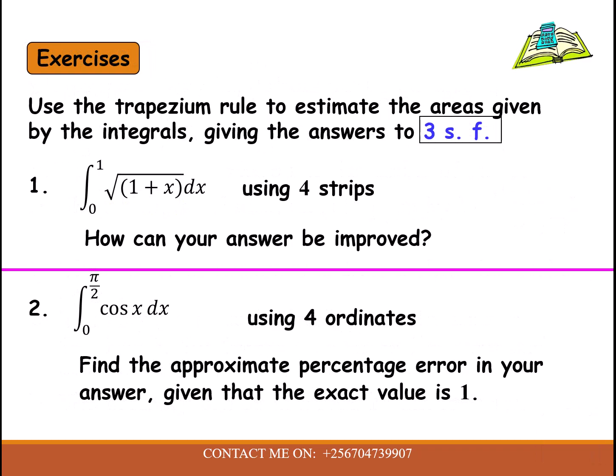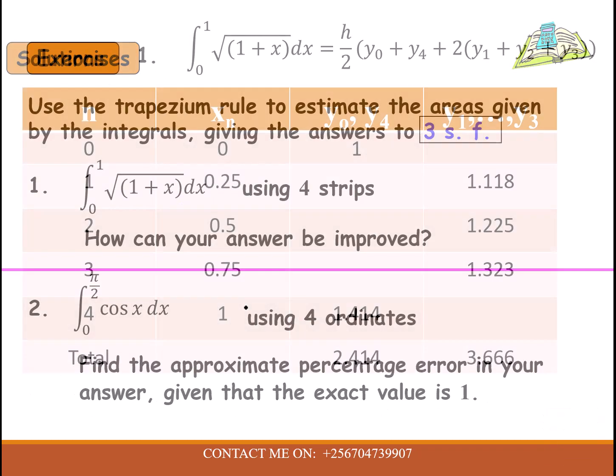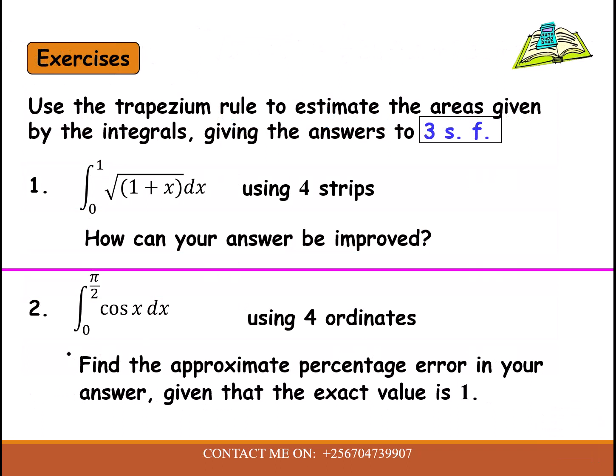So here you have your exercise. They say use the trapezium rule to estimate the areas given by the integrals, giving the answers to 3 significant figures. You must note that when they say 3 significant figures, you must use values greater than 3 significant figures, and they have said use 4 strips. And then they're asking you, how can your answer be improved?